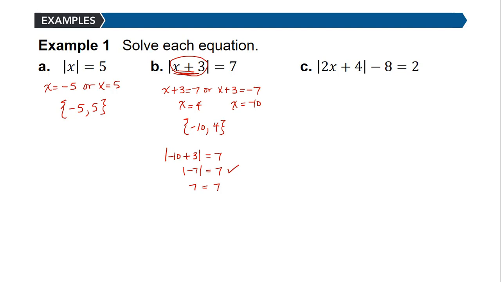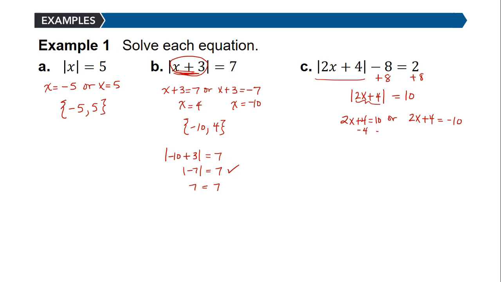Part C is absolute value of 2x plus 4 minus 8 equals 2. So the first thing we have to do is to isolate the absolute value bars, and we can do that by adding 8 to each side. So we get the absolute value of 2x plus 4 equals 10. Now we think about what does this number inside have to be for its absolute value to be 10? And that has to be 10 or -10. So we set 2x plus 4 equal to 10, or 2x plus 4 is equal to -10.